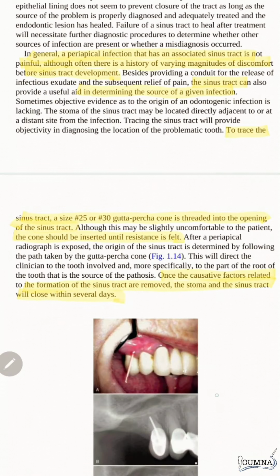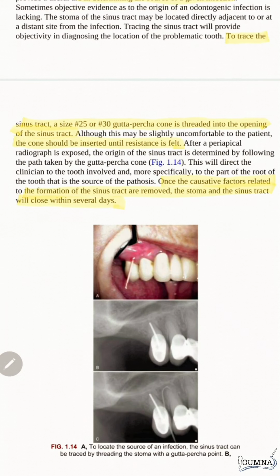We can use a 25 or 30 gutta-percha cone to detect the source of infection. We can insert it into the sinus tract and feel the resistance. Then a radiograph is taken and the source is detected.